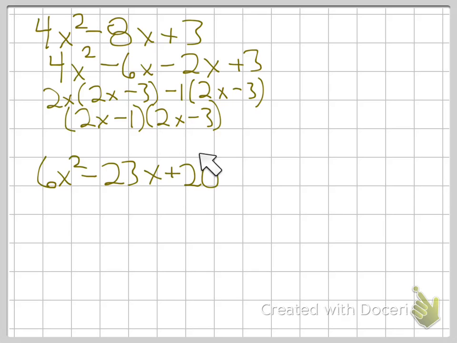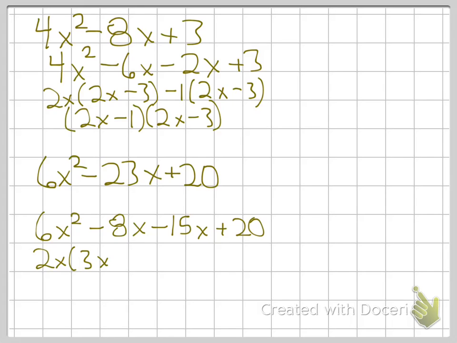All right. Here I got 120 adds to negative 23. So they're both negative values. What are we going to go with? Okay, 8x and 15x. I'm going to take out a 2x. I got 3x minus 4. I'm going to take out what? Negative 5. We got 3x minus 4. Hey, we have a match. 3x minus 4, 2x minus 5.